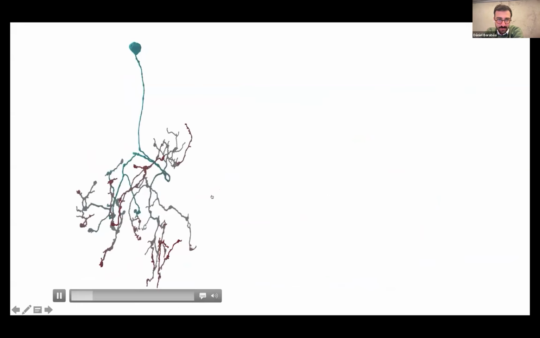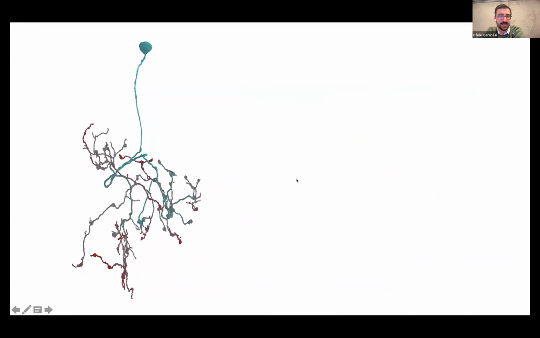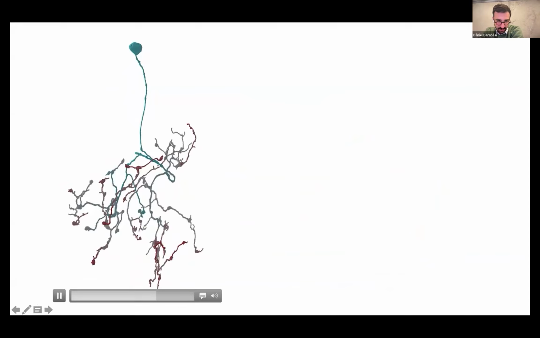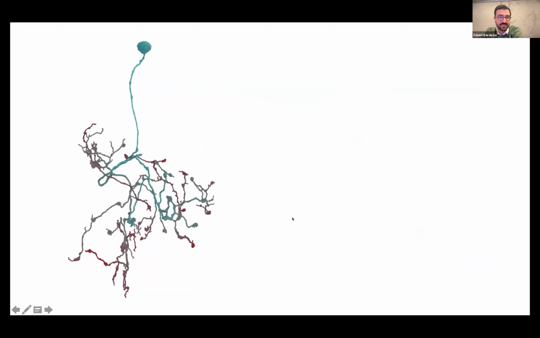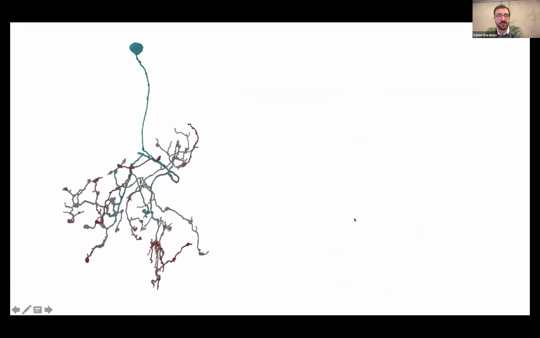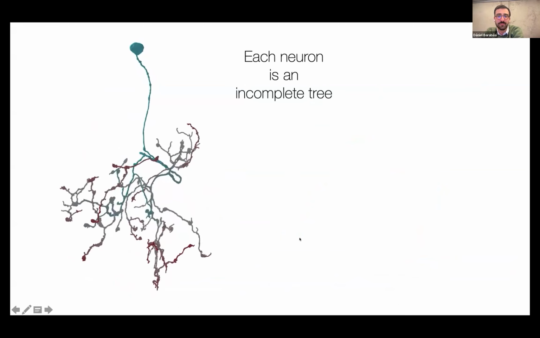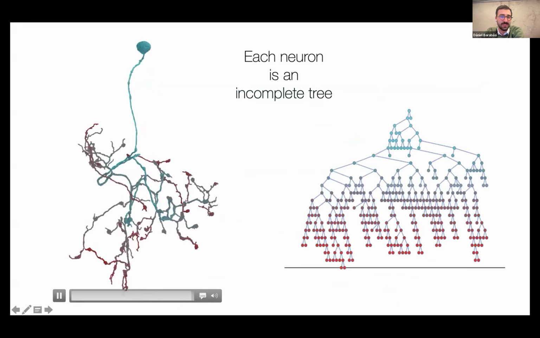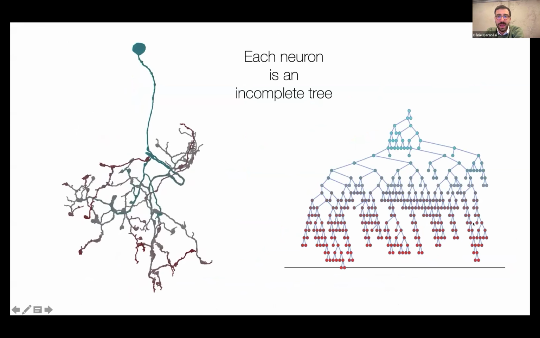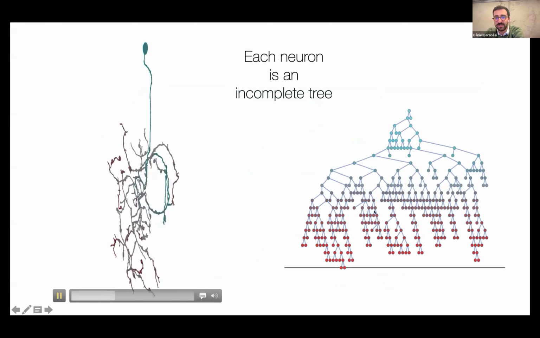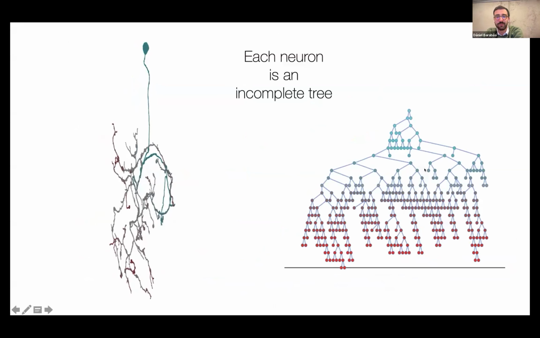So to do this, we looked at the physicality of neurons, and we said, okay, understanding this kind of 3D architecture is extremely complex. We do need some sort of simplifying assumption. And we just said that each neuron is an incomplete tree, right? So you can represent this neuron that's spinning over here as this tree structure that we have over here.